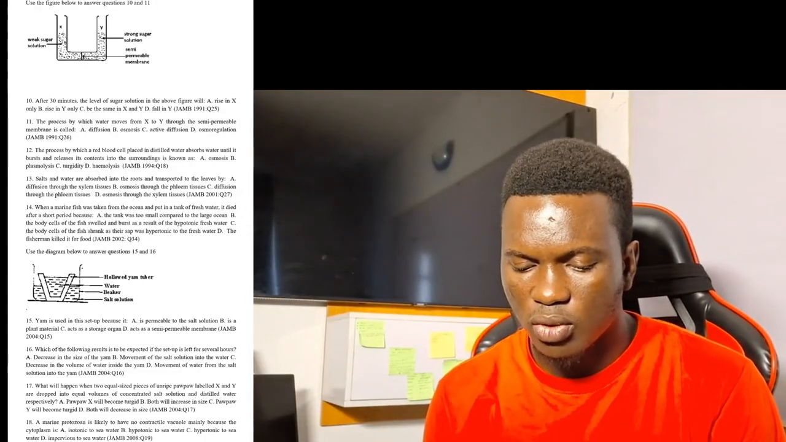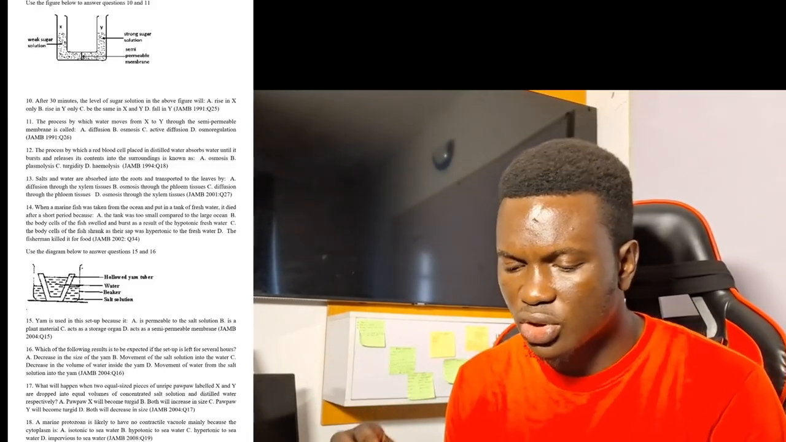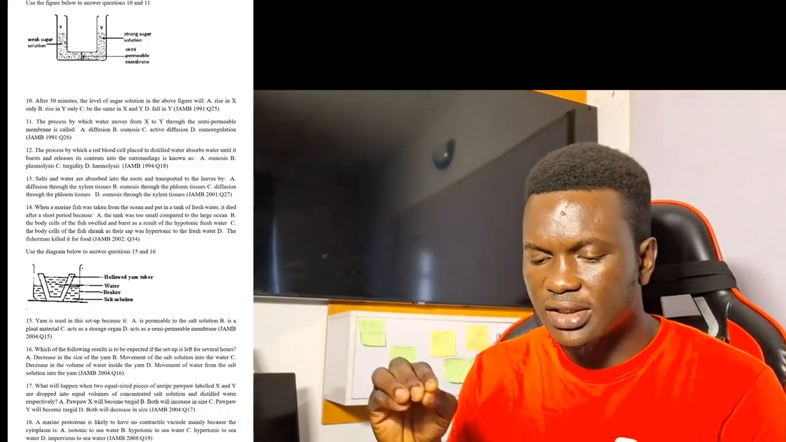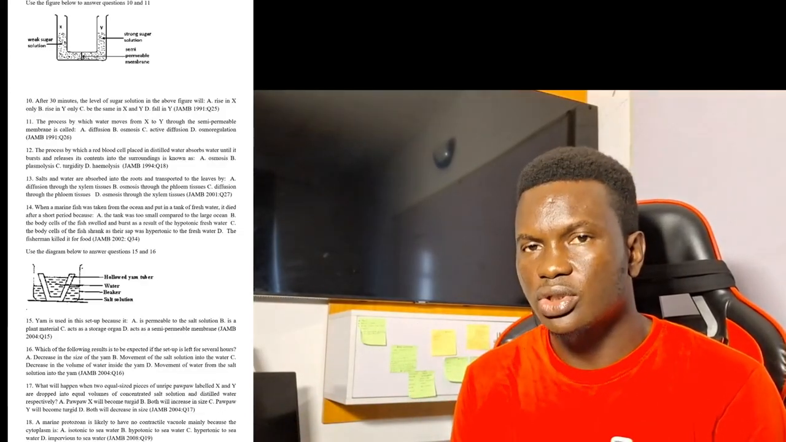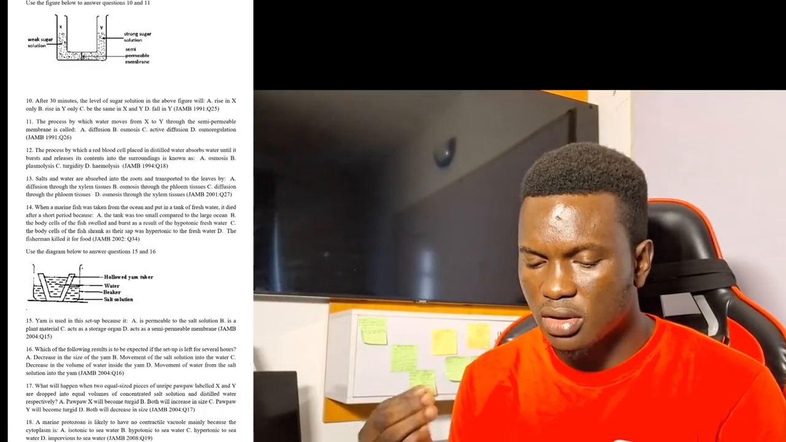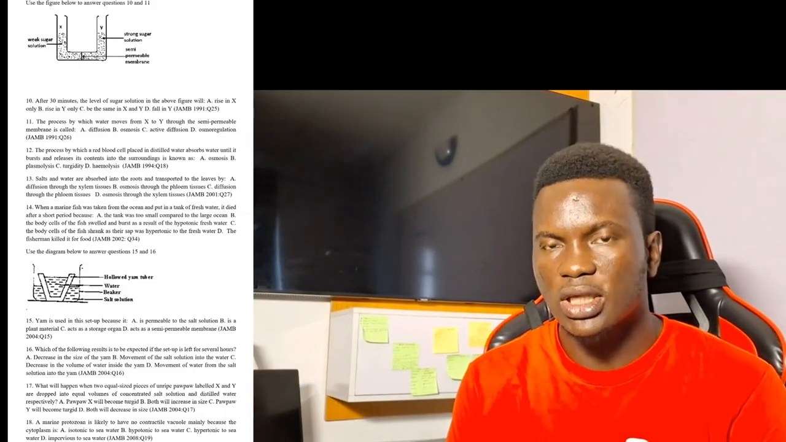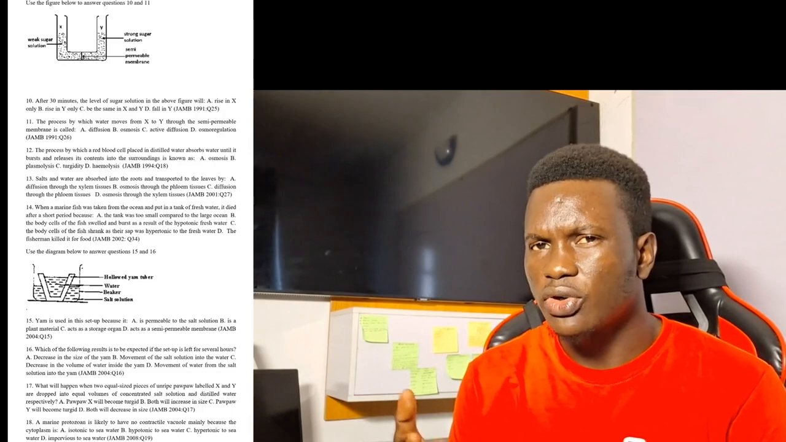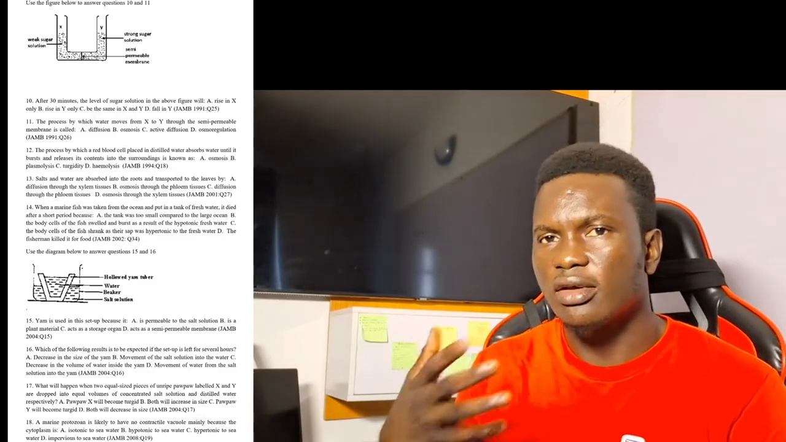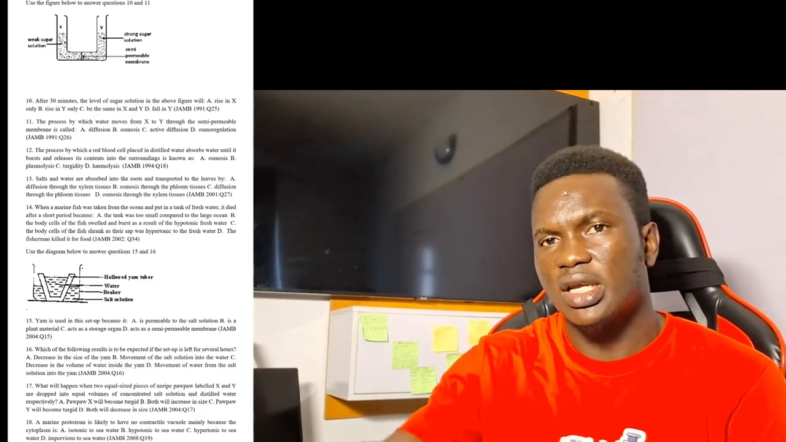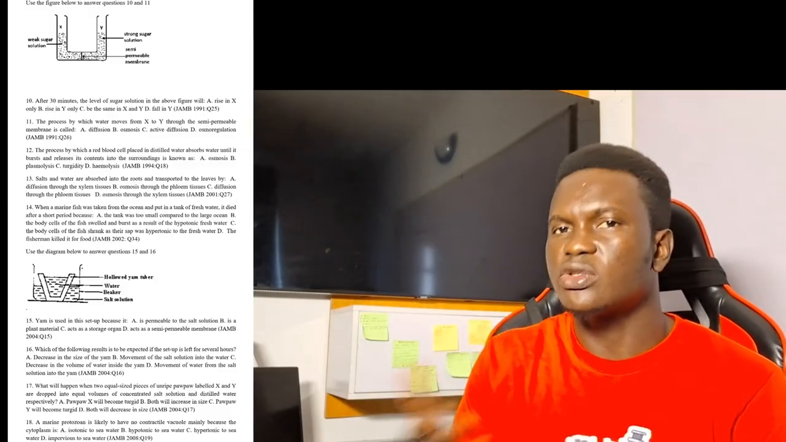A, the tank was too small. Okay, the question says that when a marine fish was taken from the ocean and put in fresh water, it died after a short period because A, the tank was too small compared to the large ocean. Is that a reason? B, the body cells of the fish swelled and burst as a result of the hypotonic fresh water. Will it burst? If the fresh water is hypotonic, then yes, it should actually take water from the hypotonic solution because it has less salt. Water will go from where there is less salt to where there is more salt.